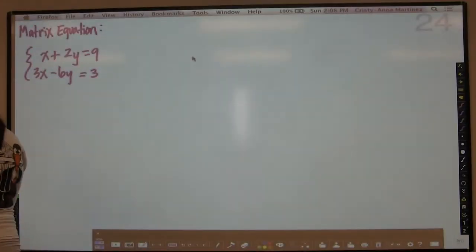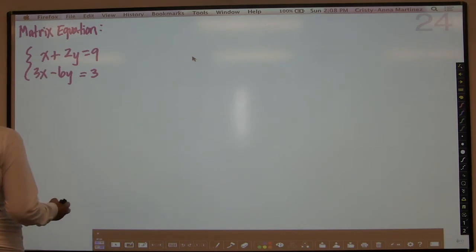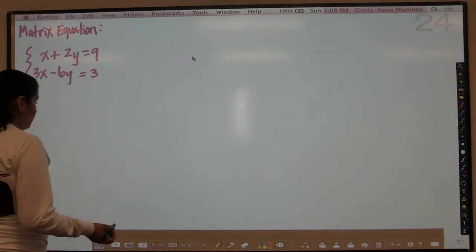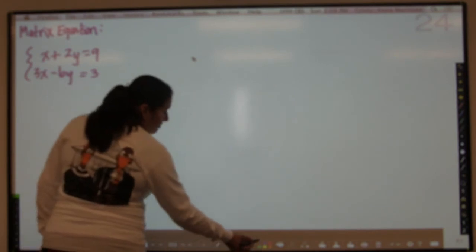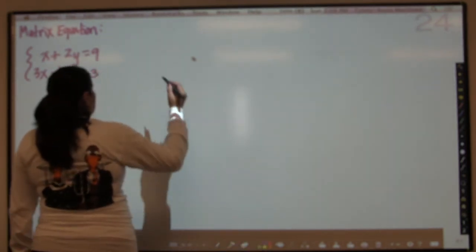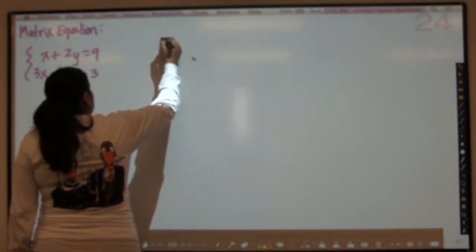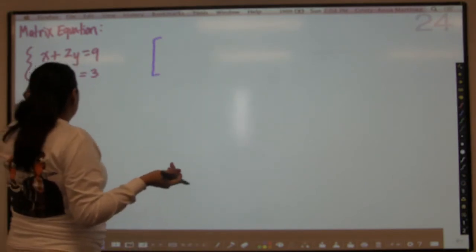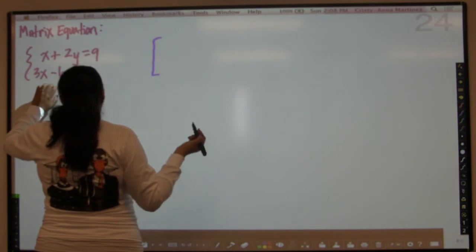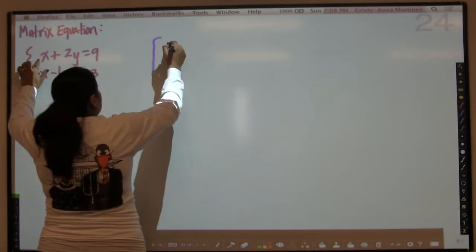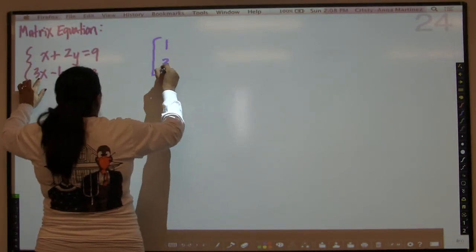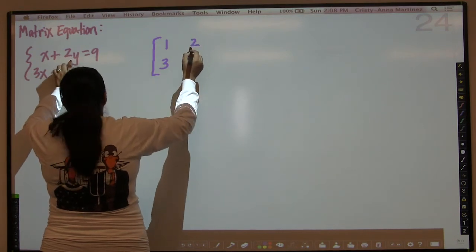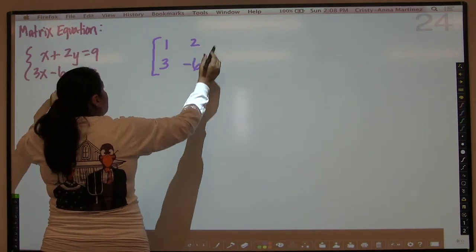I want to show you a couple of things, and then it'll make sense to you how you're going to do yours. Okay, how do I get a matrix equation? Well, bear with me here in case you don't know why I'm doing what I'm doing. You'll see in a bit. First thing I'm going to do is get what we call our coefficient matrix, which you've seen before from Cramer's rule. That's going to be 1, 2, 3, and -6.